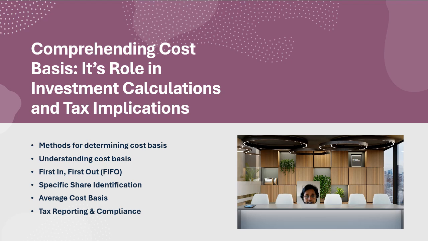Average cost calculation. Using the same data, the average cost basis would be 120 times ((100 times 20 plus 50 times 15) divided by 150), which comes to $2,200.